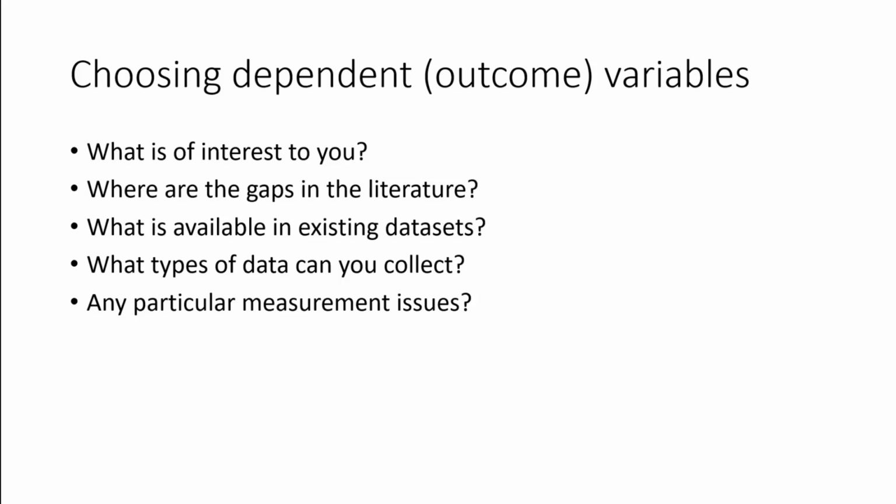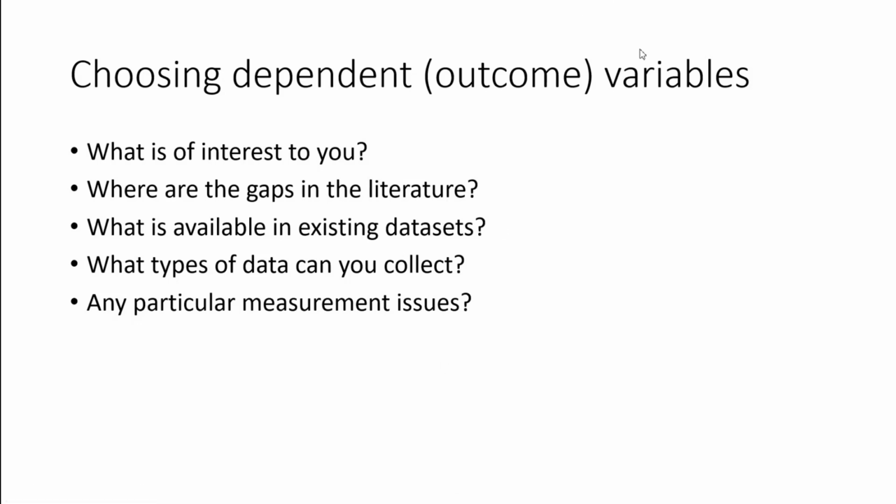Other things to think about. One is choosing your dependent or outcome variable. What's the thing that you're studying? The first question is what's of interest to you? What sorts of topics excite you enough to go down the road of doing a dissertation or doing a research study? Second, what are the gaps in the literature? Where are those gaps? And then after you identify gaps, then you can start thinking about how to fill them. But the first issue to consider is, where are the gaps?